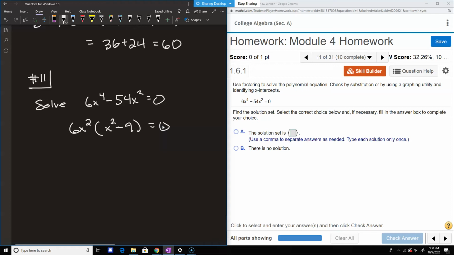That is difference of squares. Remember, if you have a squared minus b squared, that factors into a plus b times a minus b. So x squared minus 9 should factor into x plus 3 times x minus 3, because 3 squared is 9.